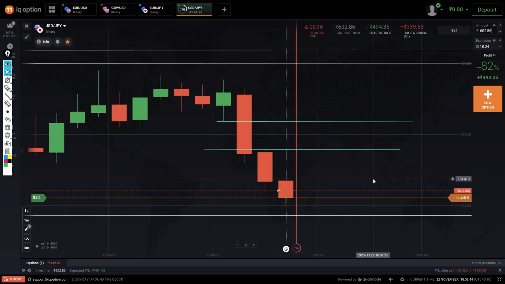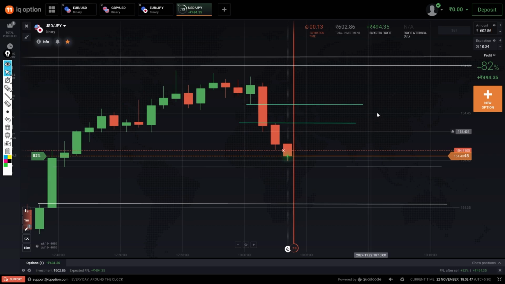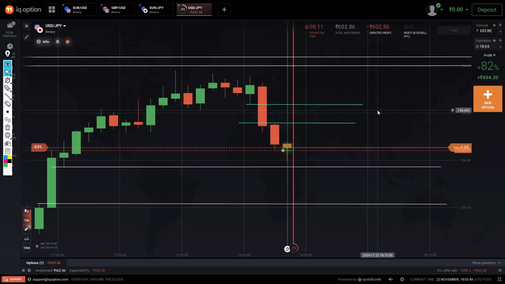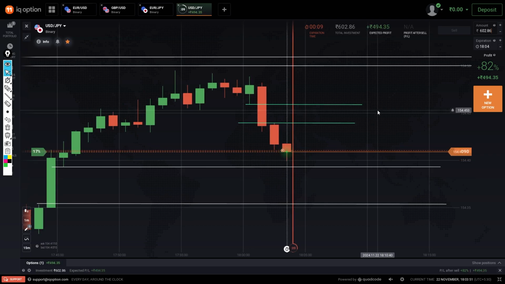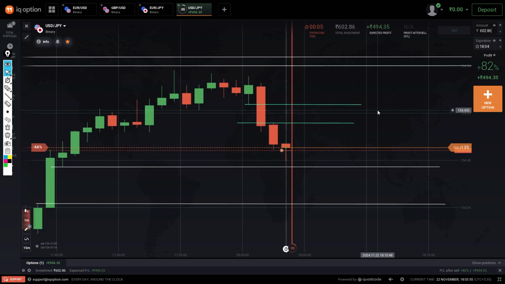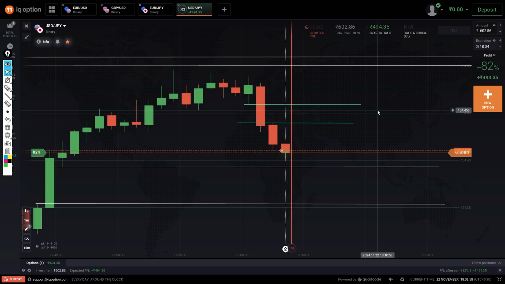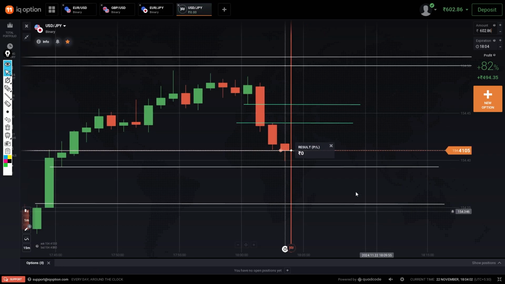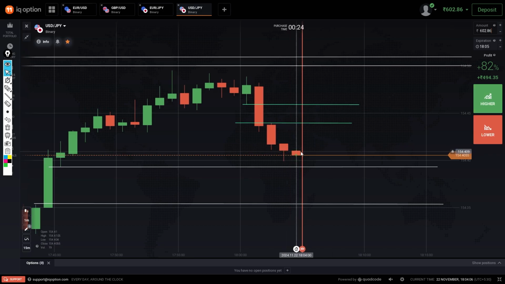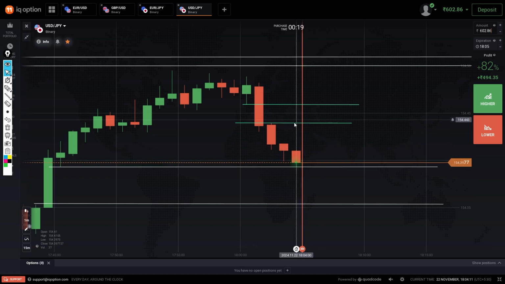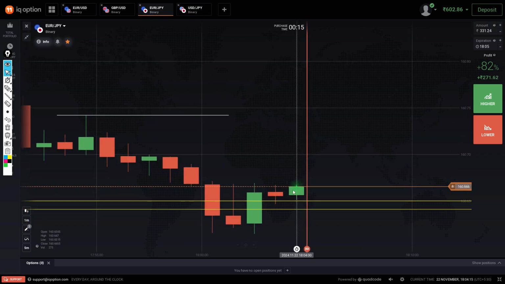Let's wait. Entry point is not good still, but I take a sell trade here. Wait for 10 seconds more. What is happening? It is reacting exactly from my entry point. Even if I lost, don't worry, because if I lose just because of my entry point, it's a refund. But my analysis is very perfect, no issues. So market will move down more, but entry point is missed. That's why I'm not taking any trade here.